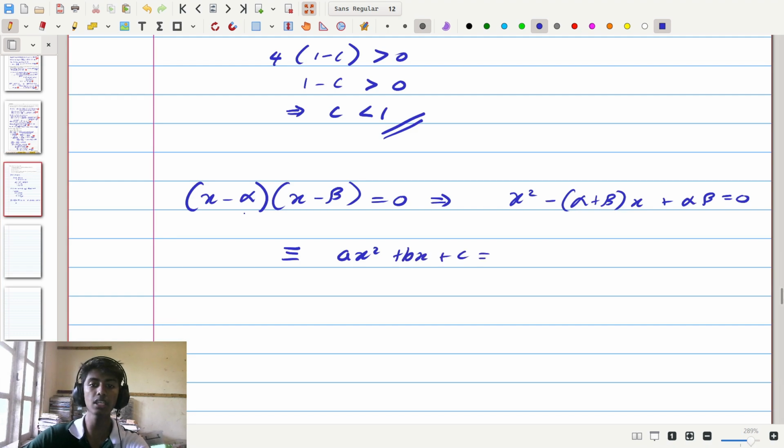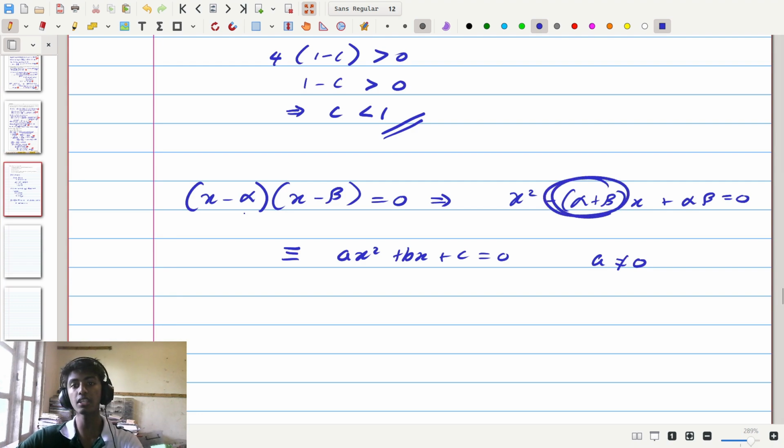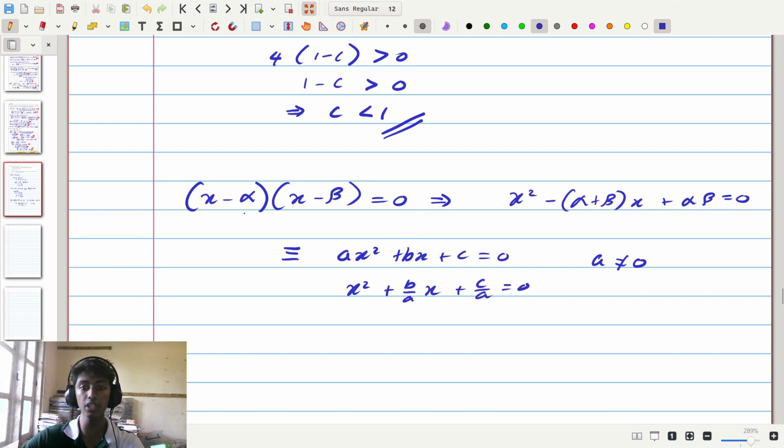Now as we know from theory, if this is equivalent to an equation ax squared plus bx plus c equals 0, where a is not equal to 0, then we can see minus (alpha plus beta) must be equal to b divided by a, because if you divide everything by a, you're going to get x squared plus b over a x plus c over a equals 0. And here we can see, since the coefficient of x squared now is equal and these two equations are identical to each other, this coefficient must be equal to this and this coefficient must be equal to this. So from theory we know alpha plus beta is going to be equal to negative b over a and alpha beta is going to be equal to c over a.